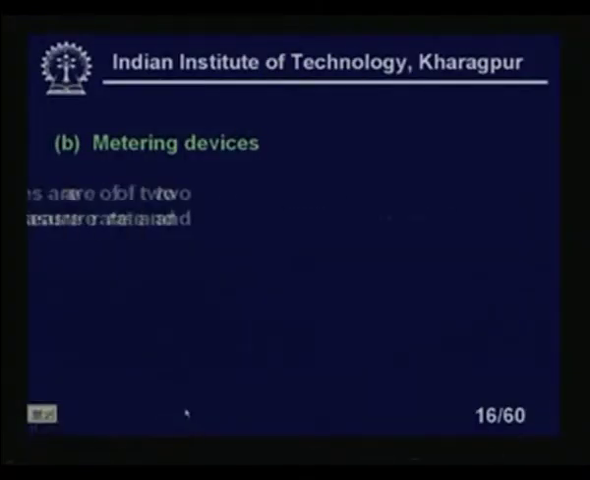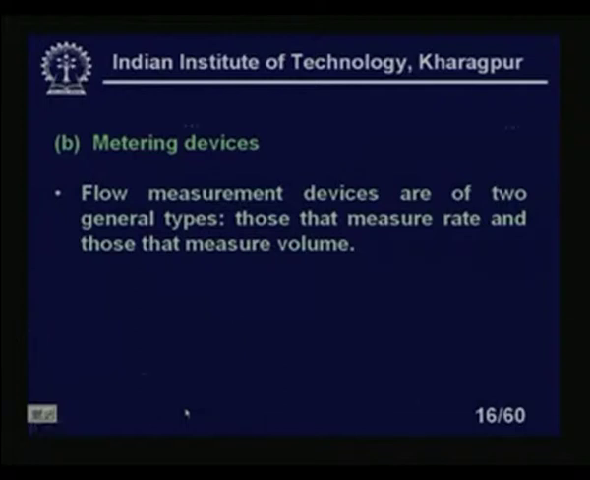Now, metering devices. Flow measurement devices are of two general types. We have seen these flow measurement devices, we have studied them in this particular course of industrial instrumentation.